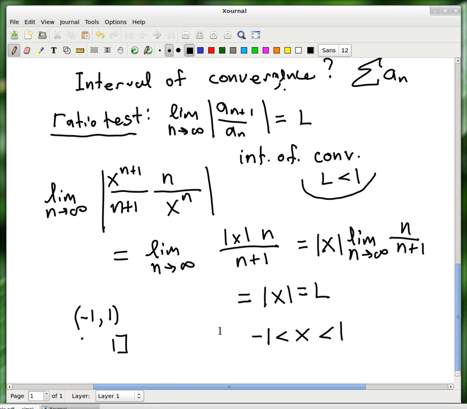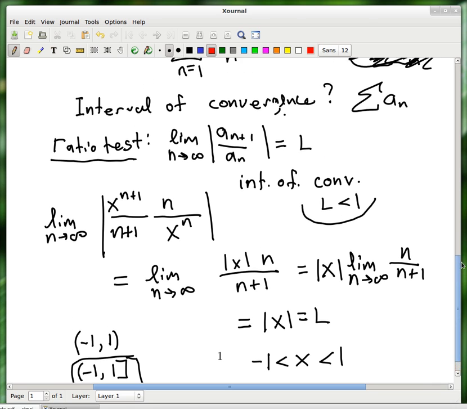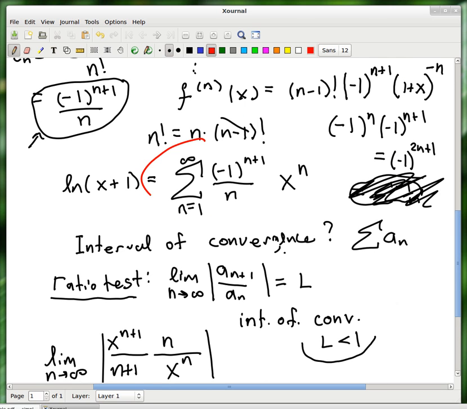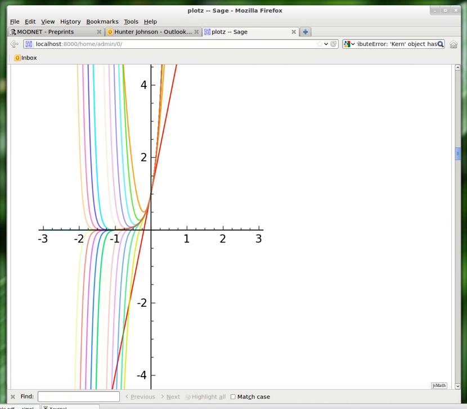So this -1 is not included. Alright, so this is the interval of convergence. And super fantastic. Number 1, our part A, is completely done. So just to review, we found the polynomial. Here's the Maclaurin series. And then we found the interval of convergence right here. It's -1 to +1.